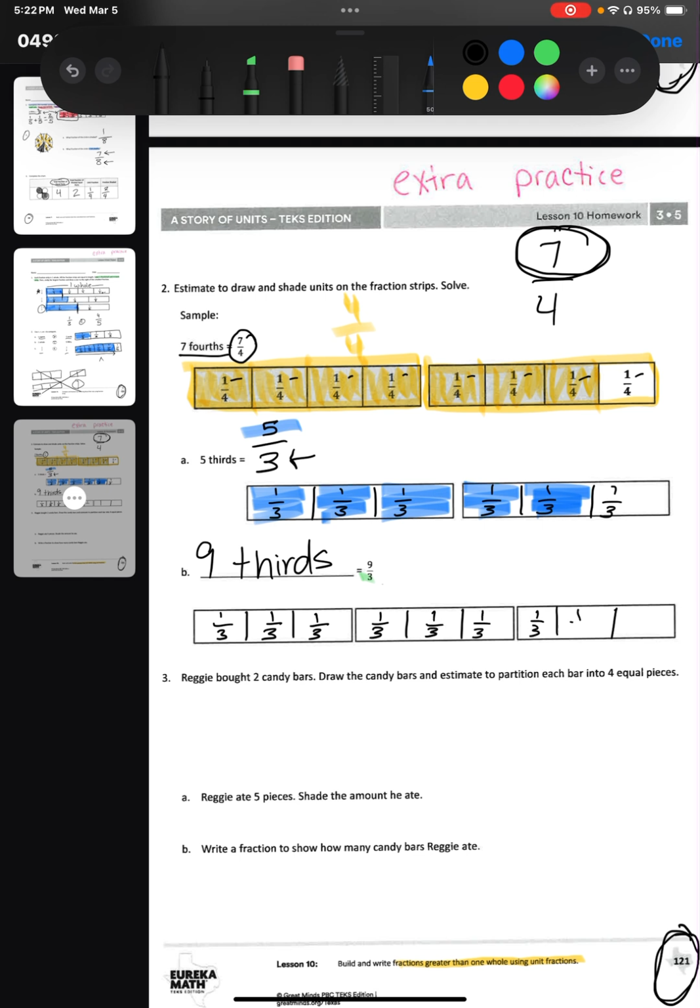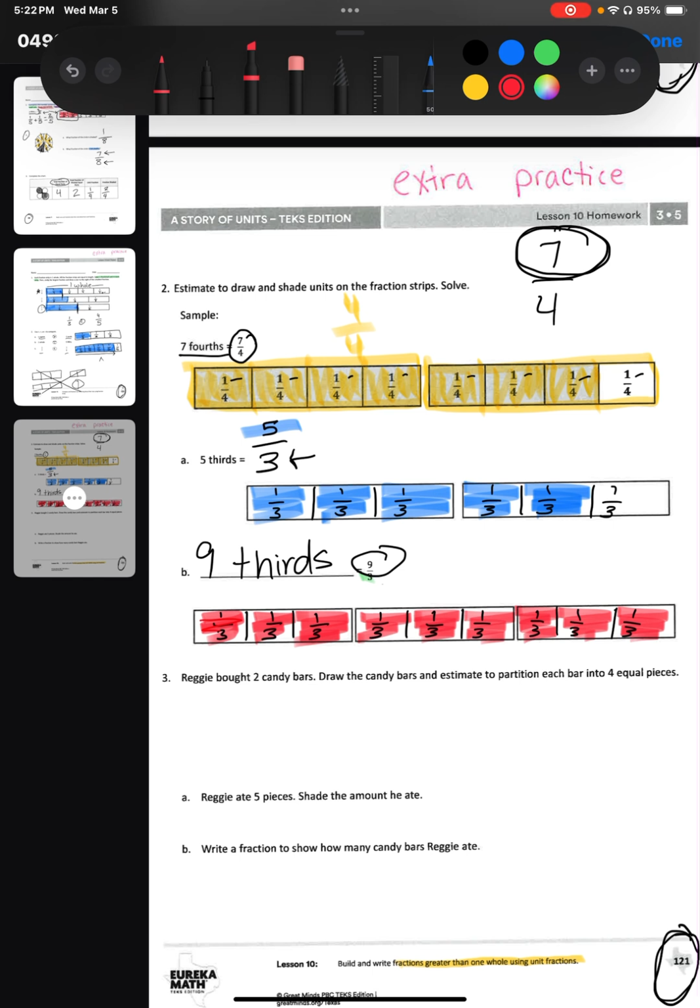And then this top number is going to tell me how many of these thirds I need. I'm going to slowly take my time as I count them. One, oh, that's not a highlighter. I really want a highlighter. Come here, highlighter. 1, 2, 3, 4, 5, 6, 7, 8, 9.